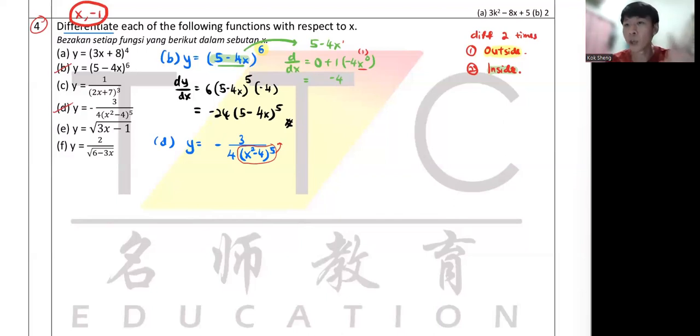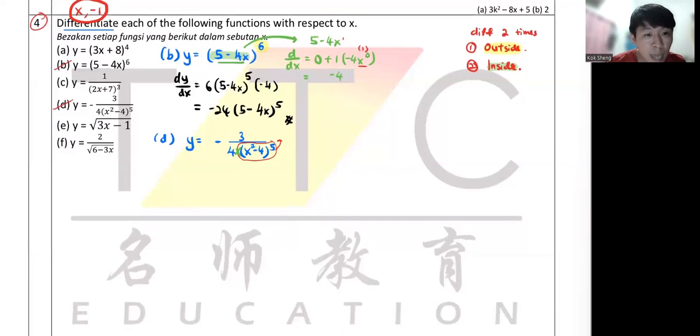So you can see when you can bring on top and when you cannot bring on top. It's just like times: 4 times bracket, yes, times you can bring up separately. And here you got -4, -4 cannot separate. So times you can bring up separately, so bring it up. -3/4, and the bracket is x squared minus 4 to the power of -5.